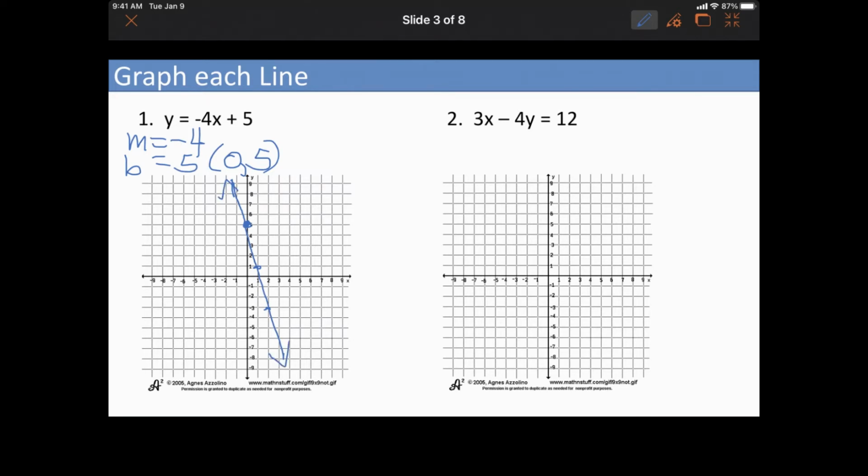So let's double check. So we know it's negative slope, and we talked about in an earlier lesson. From left to right, it's going down.